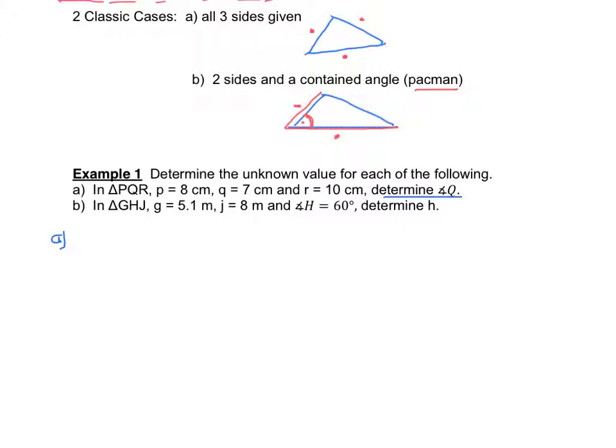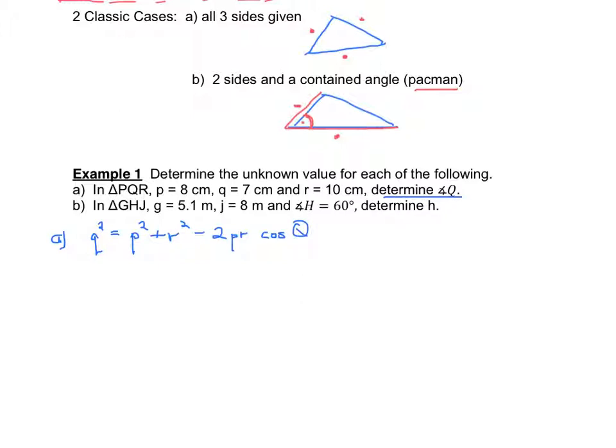Since it's angle Q that we're looking for, we're going to put side Q on the left-hand side of the triangle. Remember in the formula that whatever side is on the left side of the equal sign will correspond with the angle at the end of the formula. So in this case, our formula will be Q squared equals P squared plus R squared minus 2PR times the cosine of angle Q.